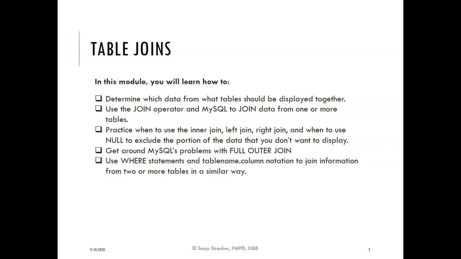Here, you will learn how to determine which data from what table should be displayed together and can be displayed together. And then we will use the join operator in MySQL to join data from one or more tables. We will practice when to use the inner join and left join and right join operators, and when to use NULL to exclude the portion of the data that you don't want to display. We will also discuss how to get around MySQL's problems with the full outer join operator.